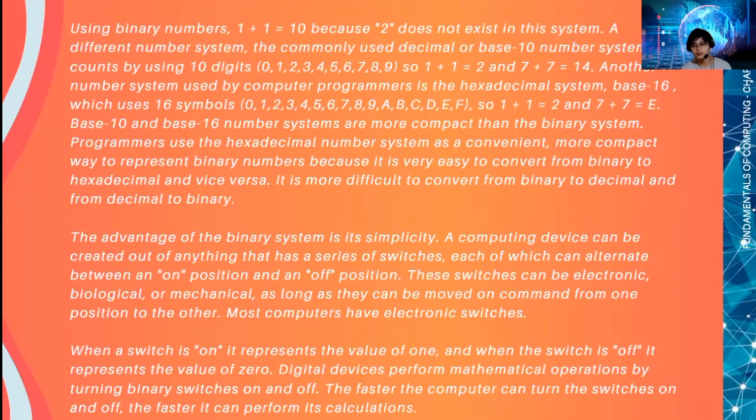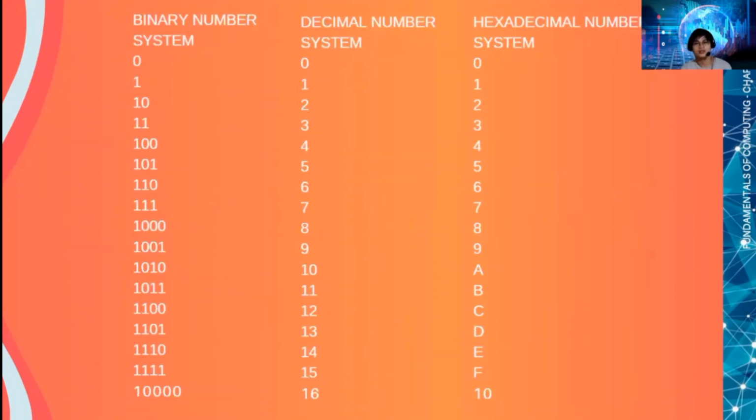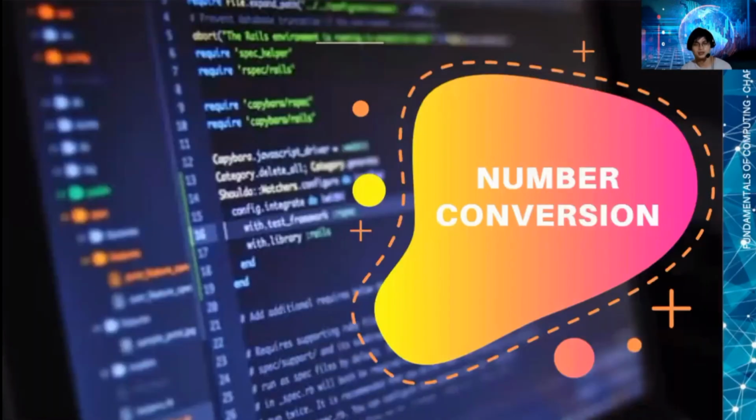Okay, so here's one of the tables. The decimal numbers from 0 to 16, if you convert them to binary, this is what will happen. Same with the hexadecimal. So those were the numbers. Now let's try the number conversion, let us say from binary to octal, octal to binary, and then hexadecimal to octal, something like those.